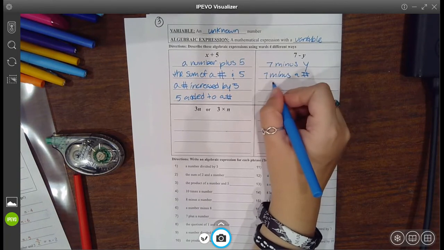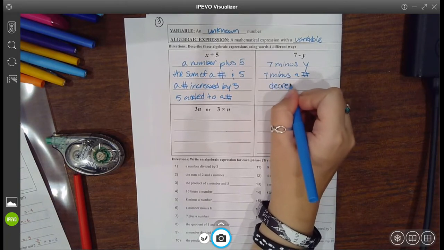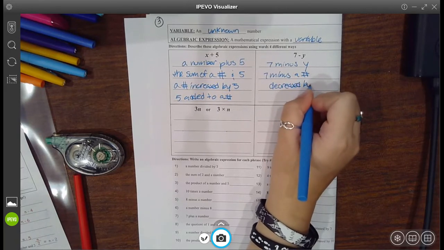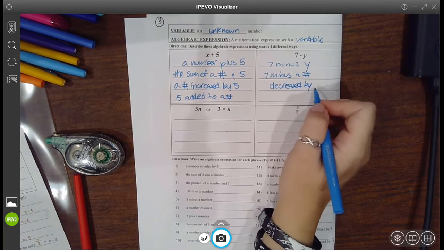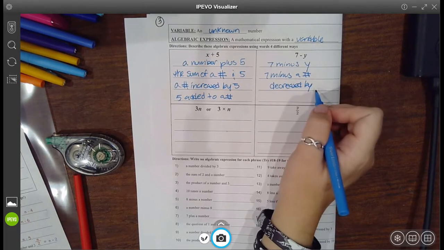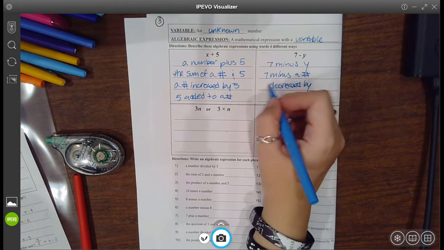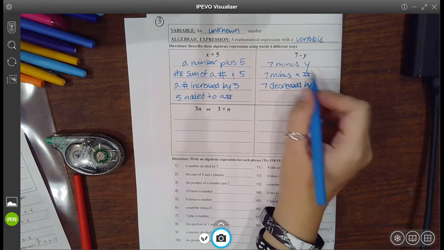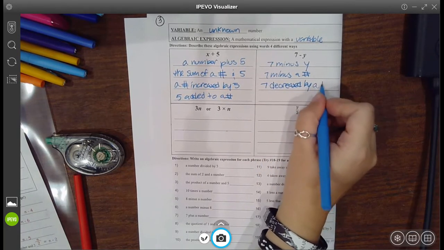Now if I were to use the phrase decreased by, would it go 7 and a number or a number and then 7? What do you think? If it's decreased by, it's 7, and what is it getting decreased by? That y, so a number.